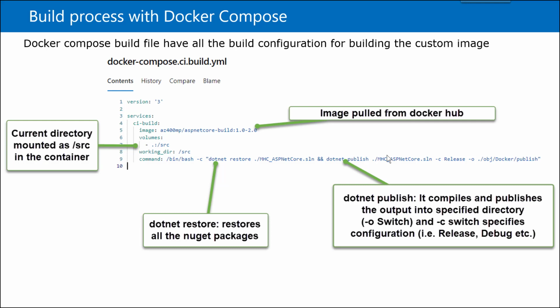And here we are using two switches. The O switch means the output is going to a particular directory, and the C switch specifies the configuration. In this case, we are using the release configuration because we will be using it in our release pipeline, so we want to make sure that we are using a release configuration. Release configuration means it is suitable for the production workload. It will not have any unnecessary packages. It will be very lightweight.